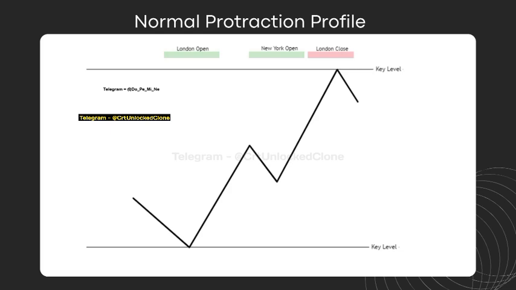So in this sort of profile, the first one that we have, what happens is that the Asian range, which is this segment right here, starts out with a ranging profile, right? And it also potentially forms a CRT. Now the Asian range or flout, that time of the day, is the first two 4-hour candles of the day.